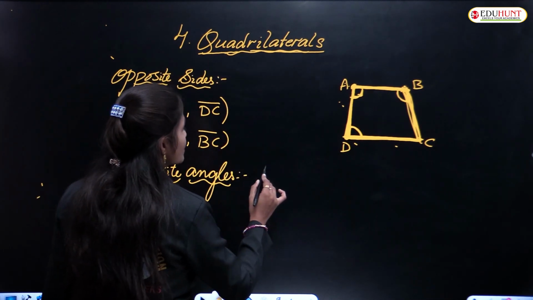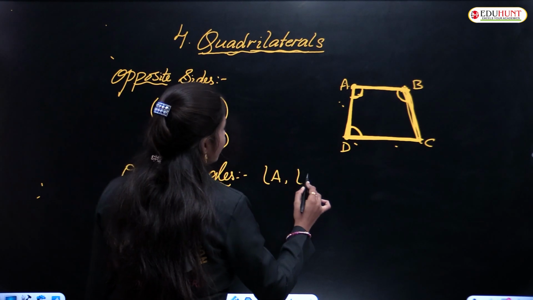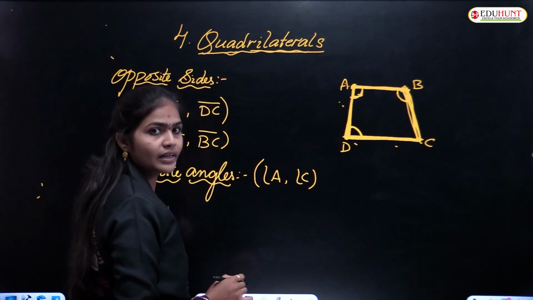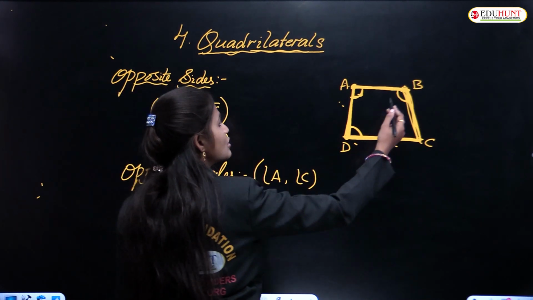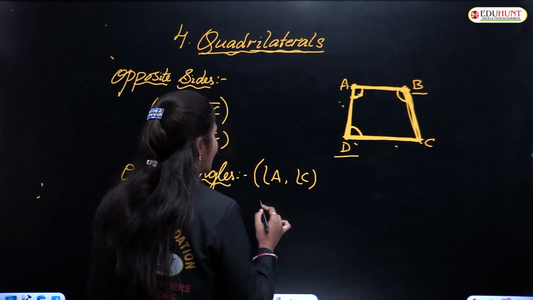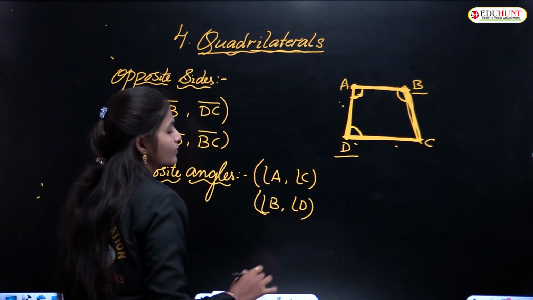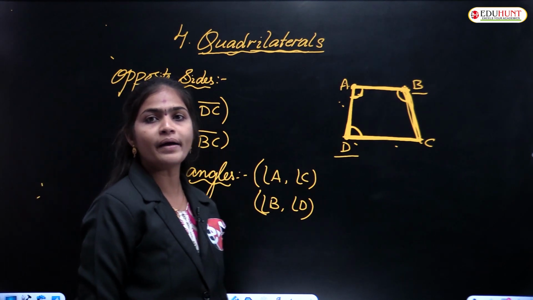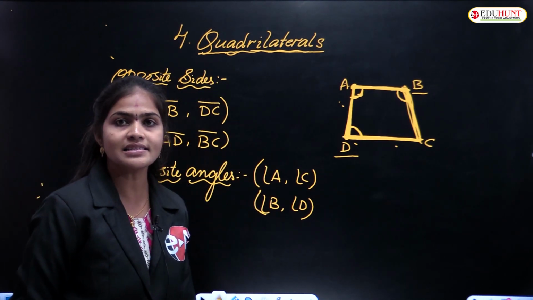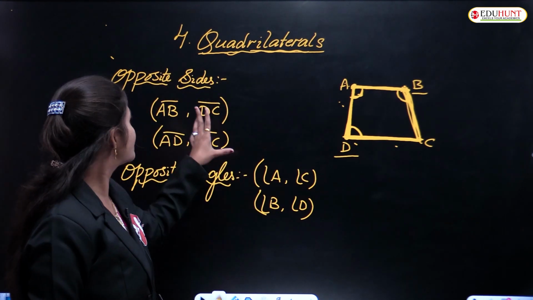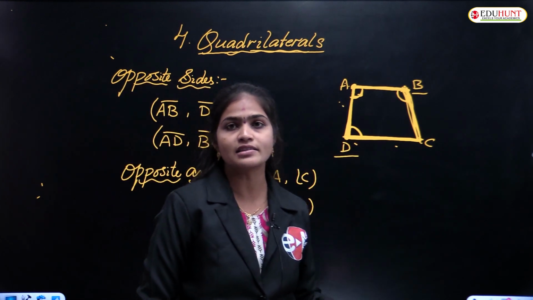So one pair of opposite angles is angle A, angle C. Okay, and similarly there is another pair, that is angle B, angle D. Angle B, angle D. Okay, so we have two pairs of opposite angles, as well as two pairs of opposite sides.